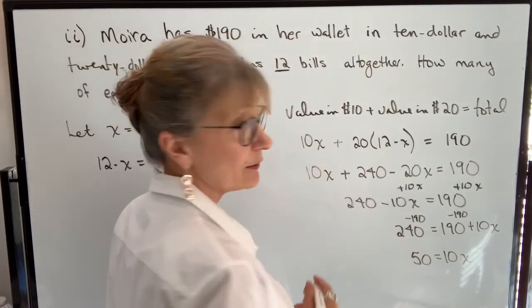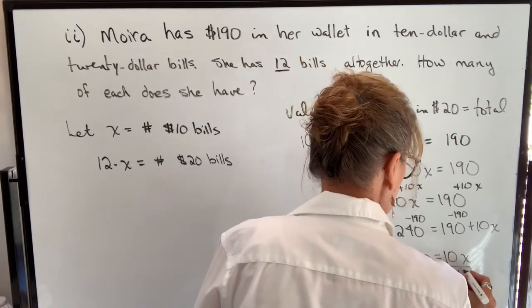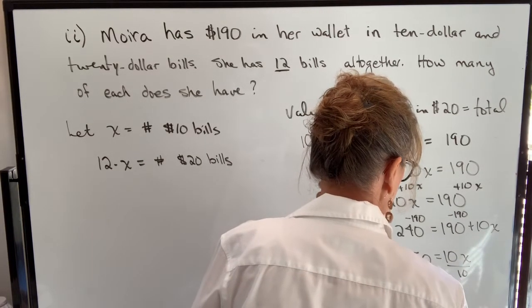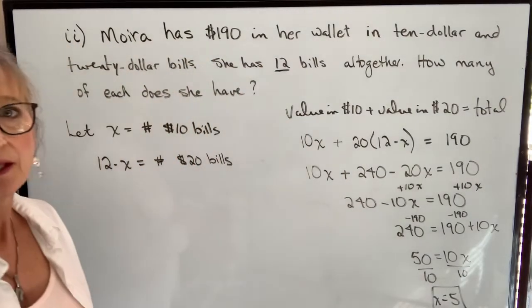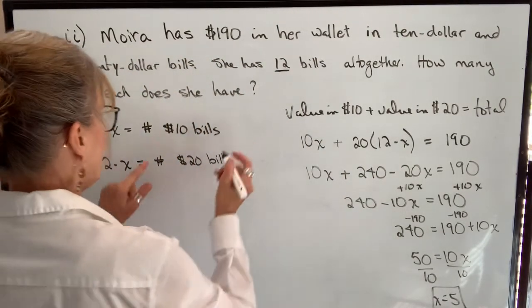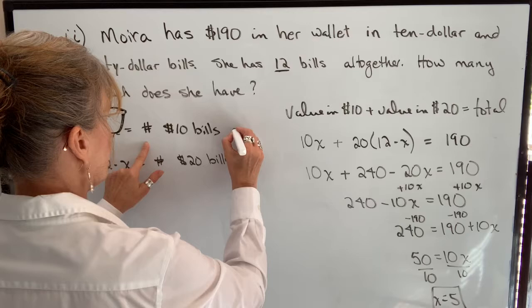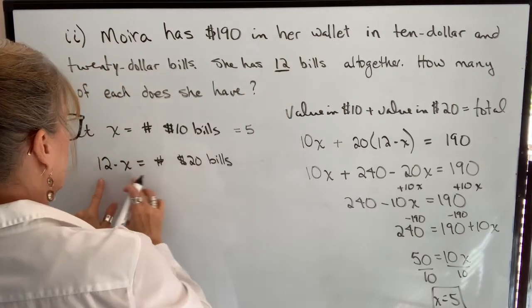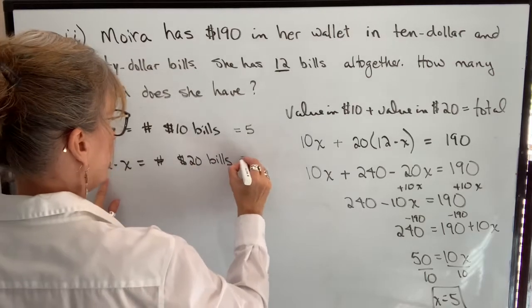So I'll get 10x equals 50. I divide both sides by 10. And x is equal to 5. Let's do a check. If I have 5 $10 bills, and I have 12 bills altogether, the number of $20 bills will be 12 minus 5, which equals 7.